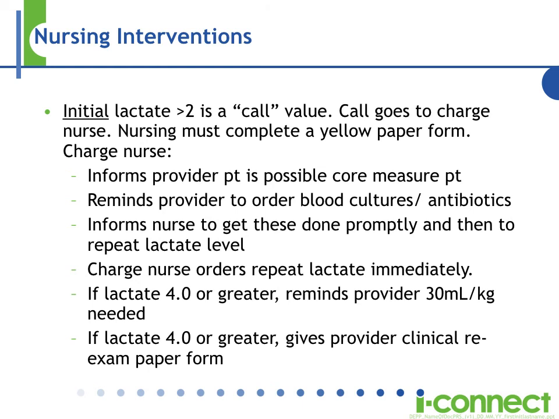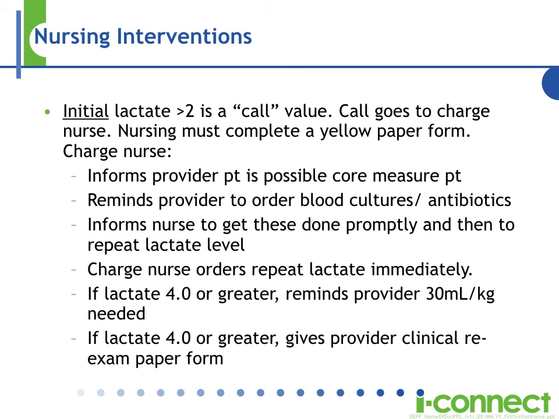That charge nurse can then go to the patient's nurse and inform the nurse, yes, the doctor does agree that this patient is a core measure patient. He's gone ahead and ordered the blood cultures and the antibiotics, and the blood cultures and antibiotics have to be taken care of promptly by the patient nurse. Next, the charge nurse will order the repeat lactate in the system, and the patient nurse will know that once the fluid bolus, if there is a fluid bolus, is given, that repeat lactate will need to be done either by the nurse or by the laboratory.